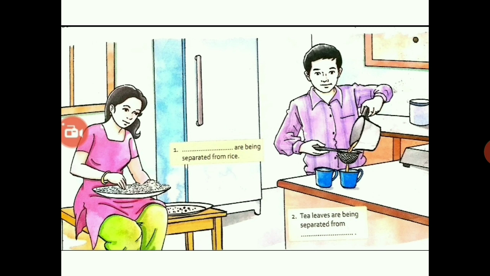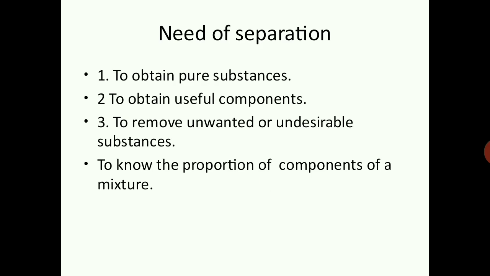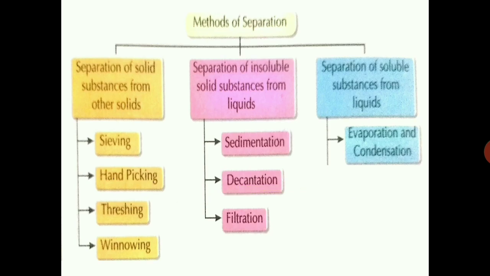So, separation is done to obtain pure substances, to obtain useful components, to remove unwanted or undesirable substances, to know the proportion of the components of a mixture. So, the separation is done to remove the harmful substances, the unwanted substances, to get the pure form and the useful components. Let's see the various methods of separation.